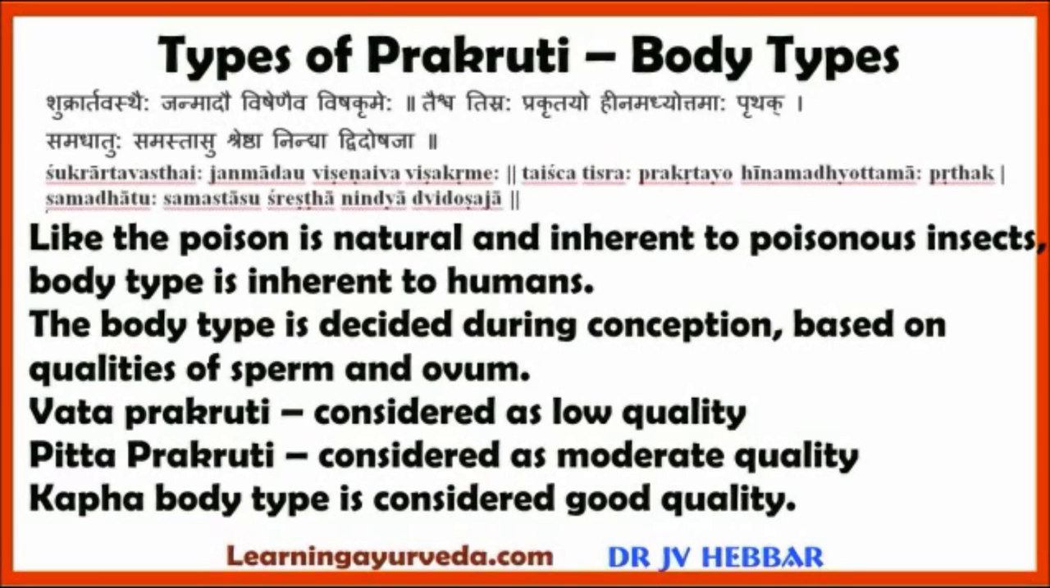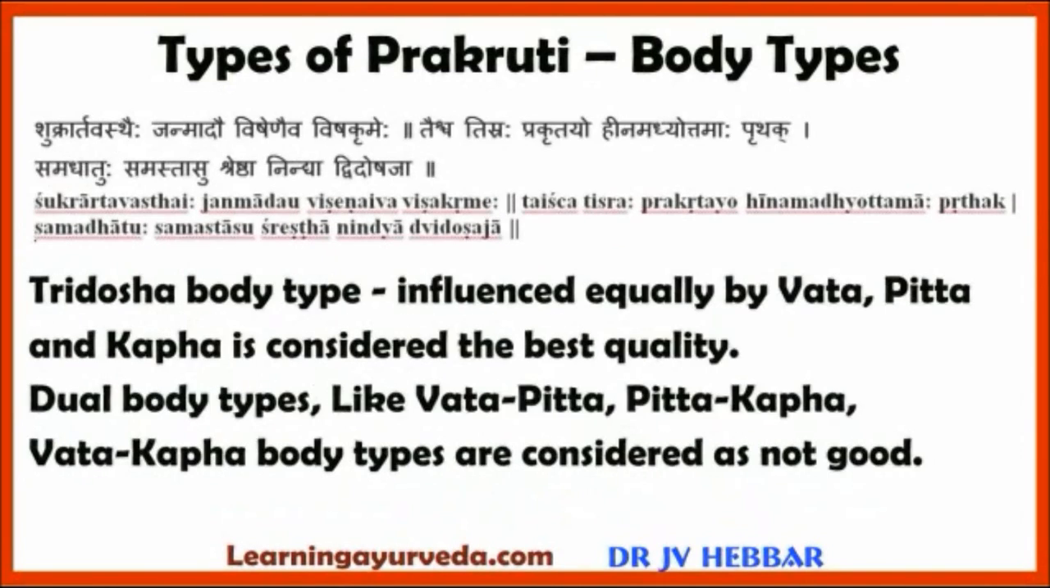It says, like the poison is natural and inherent to poisonous insects, similarly the Prakruti or body type is inherent to human beings. The body type is decided during conception based on qualities of sperm and womb. Vata body type is considered as low quality, Pitta body type is considered as moderate quality, and Kapha body type is considered as good quality.